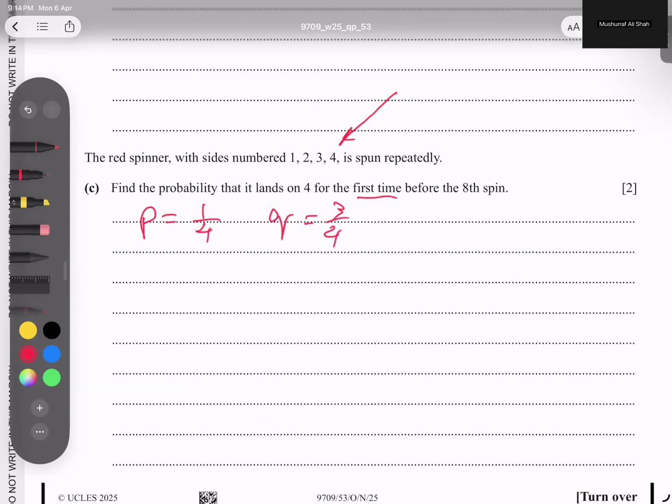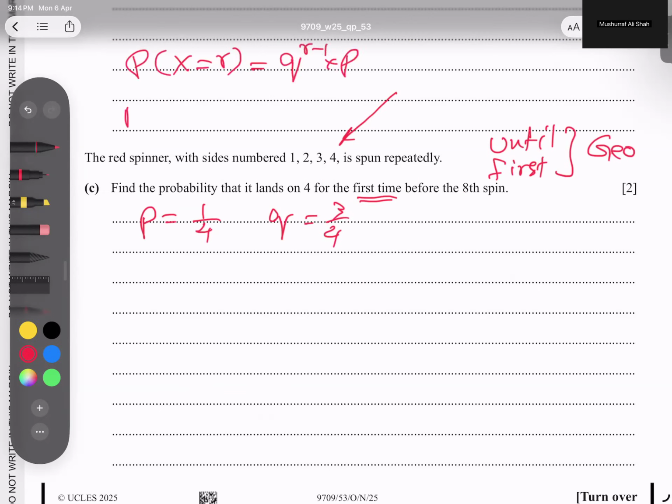So whenever the words until or first time come, students, this is a question of geometrical probability. And we have two formulas. One formula for equal to R, that is Q to power R minus 1 into P. And the second formula for more than R, we have Q to power R. So he's saying first time 4 lands before 8 spins.